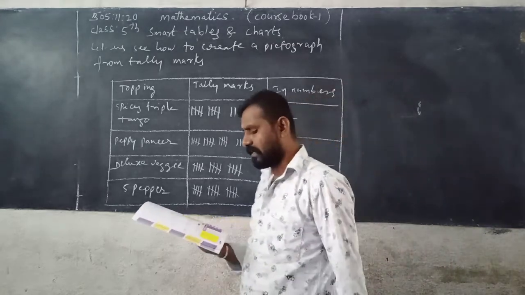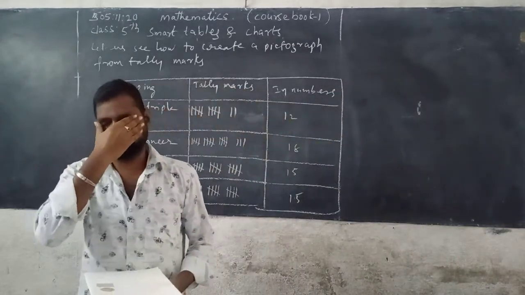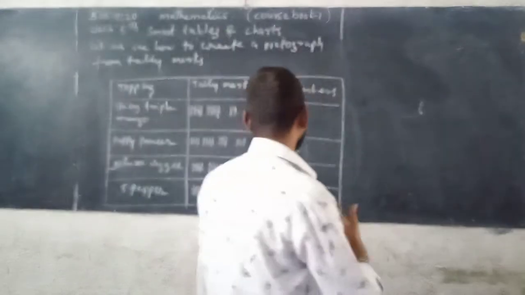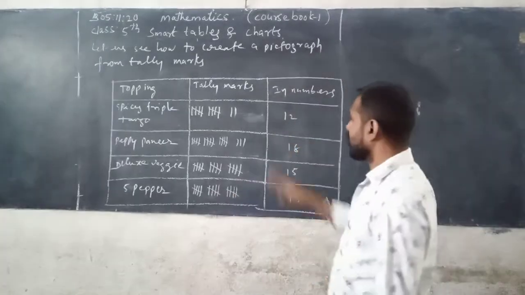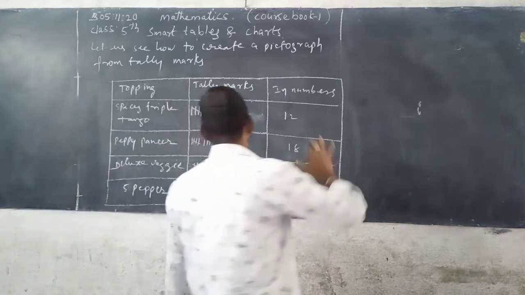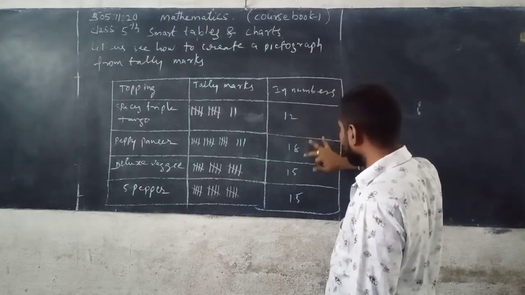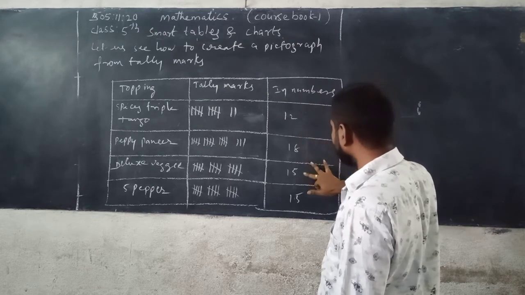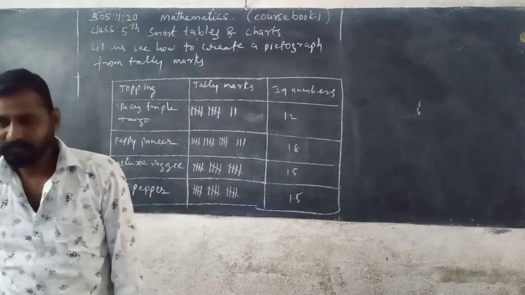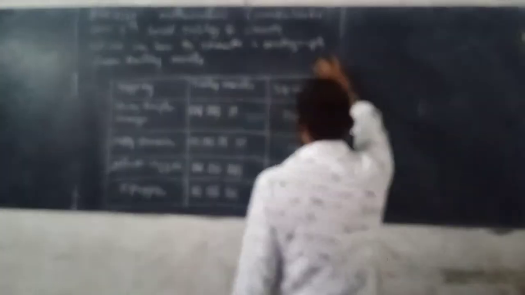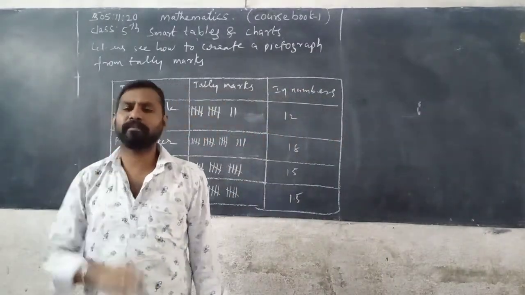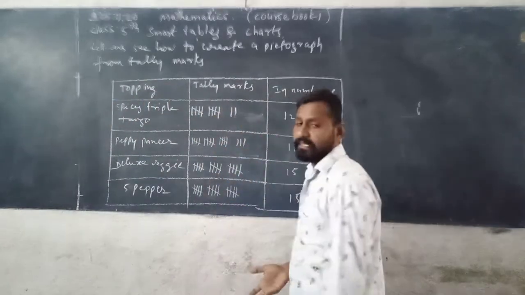Then see here, now you can draw a pictograph. While you are drawing a pictograph, first you choose a scale. There is no scale given. The tally marks in numbers are 12, 18, 15, 15. These numbers are multiples of 3. So one pizza is equal to 3 people. That is the scale. Scale means key.